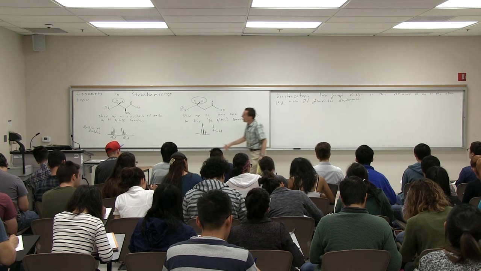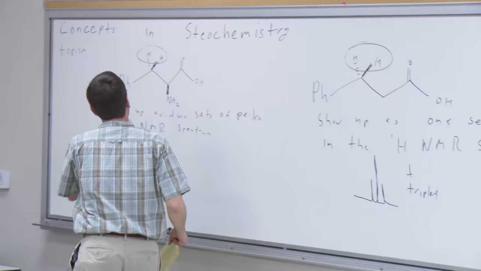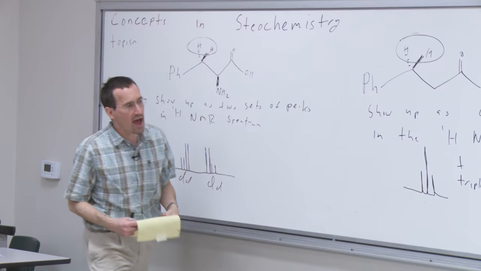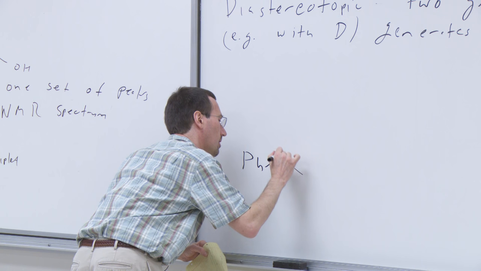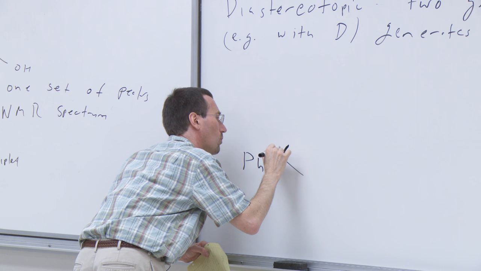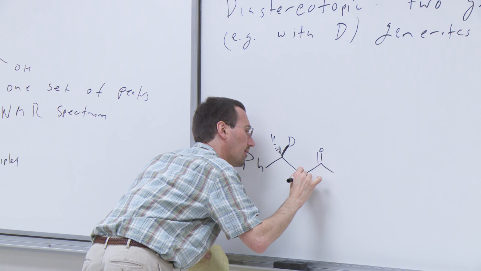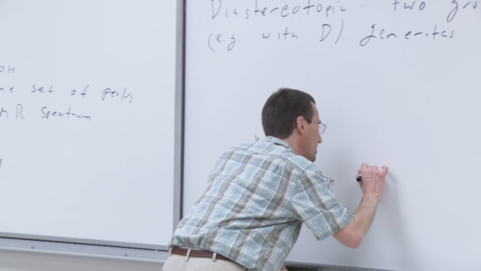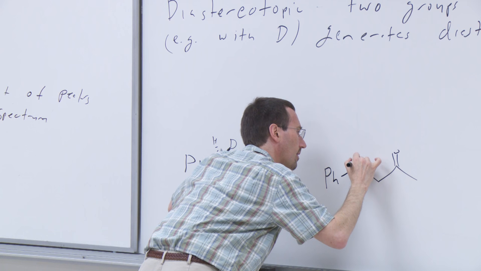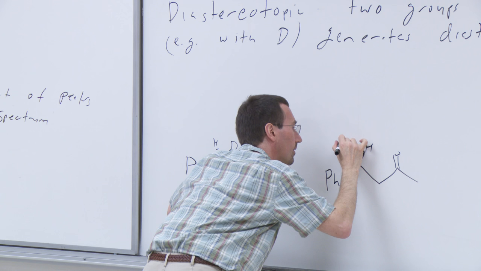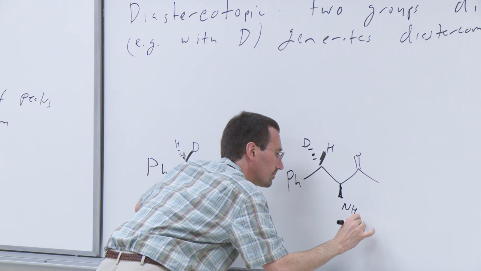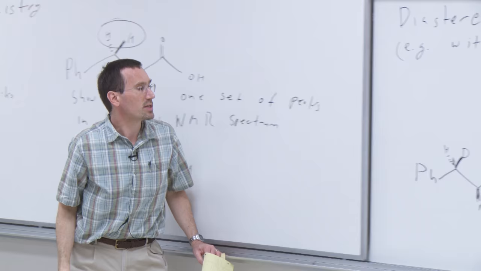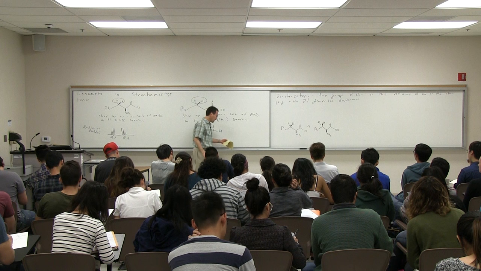So if I carry out that thought experiment with phenylalanine, and I replace one hydrogen with a deuterium, and then I do the same experiment and replace the other with deuterium, and we look at these two molecules and compare them, these two molecules are diastereomers.